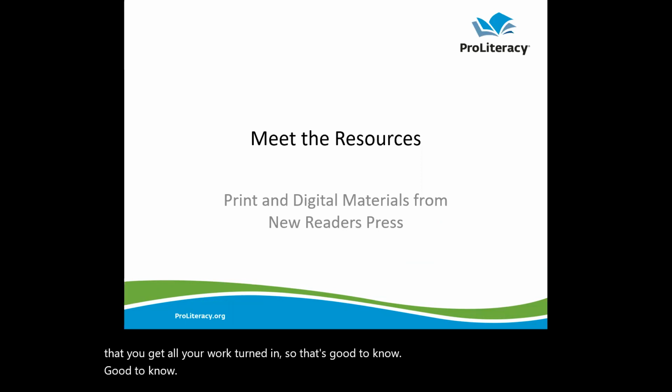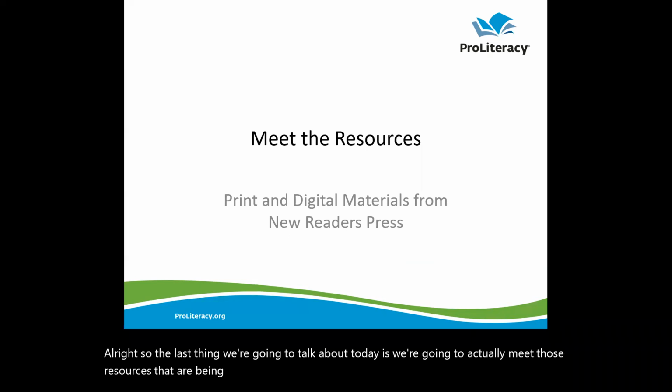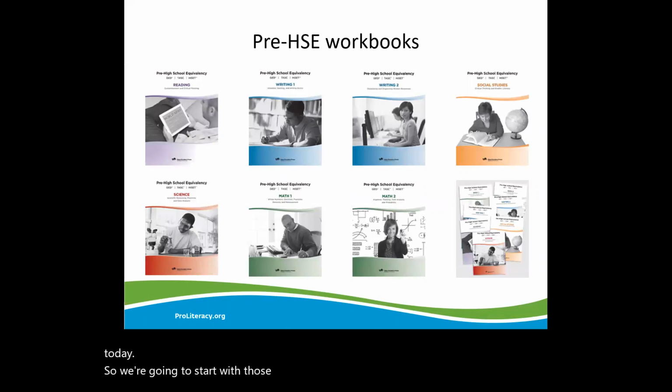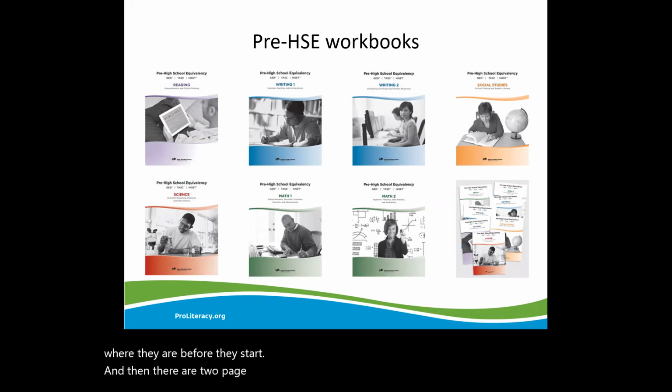All right, so the last thing we're going to talk about today is we're going to actually meet those resources from New Readers Press that are being used in the blended lessons that we have seen today. We're going to start with those pre-high school equivalency workbooks. They build basic skills with an easy to use format. Each book starts with a skills pretest to let students know where they are before they start. And then there are 2-page lesson formats with basic skills reviews and practice test questions.